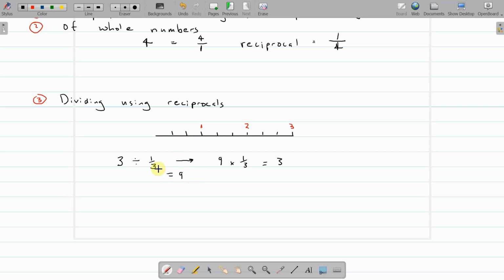That's what dividing means. How many of this one goes into that one? So what does that mean mathematically? 3 will do as a fraction, 3/1, divided by 1/3. So when you divide by a fraction, you multiply by its reciprocal. Multiply the numerators, multiply the denominators, equals 9. Same answer. So that's why when you divide by a fraction, you multiply by its reciprocal.